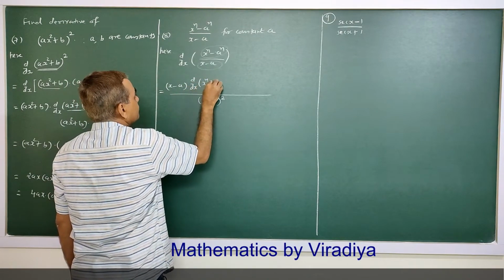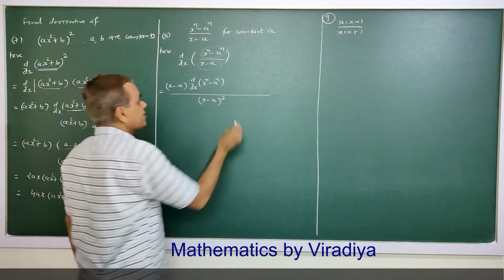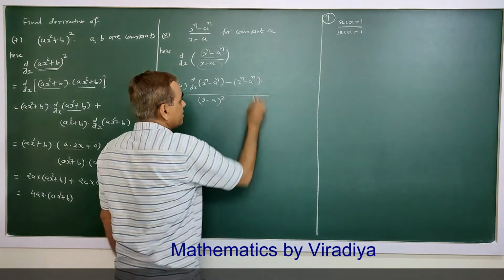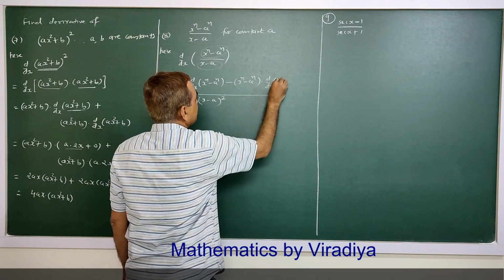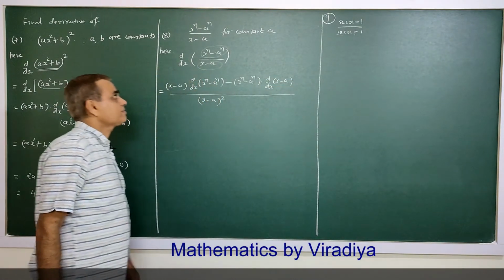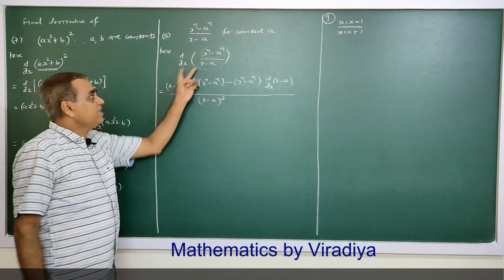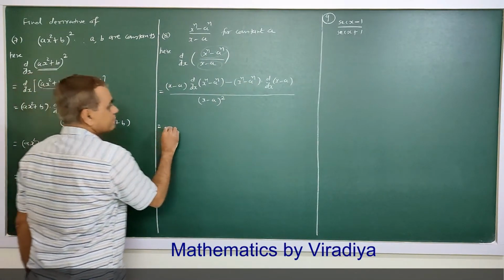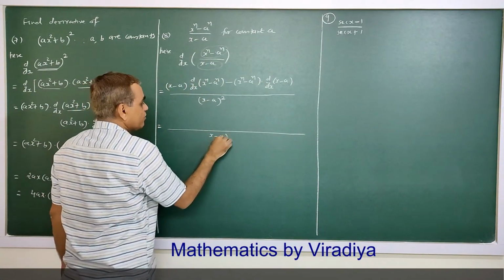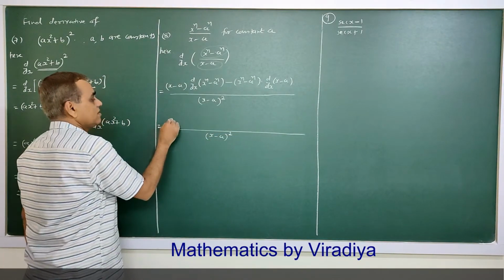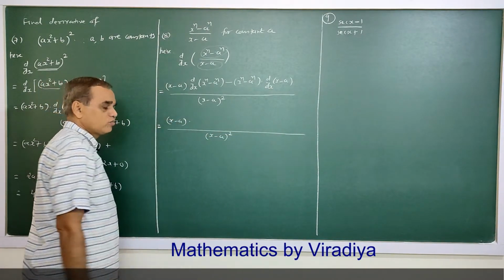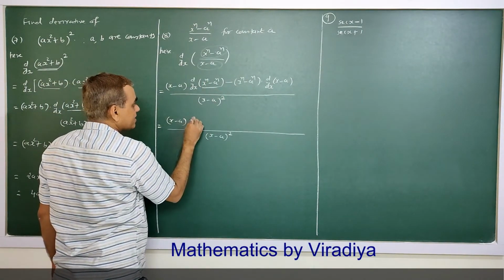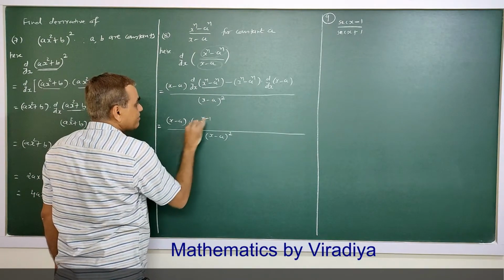derivative of u minus u as it is, derivative of v. So that is x minus a whole square. Now here, x minus a into, now look here, derivative of x raised to n is n times x raised to n minus 1.